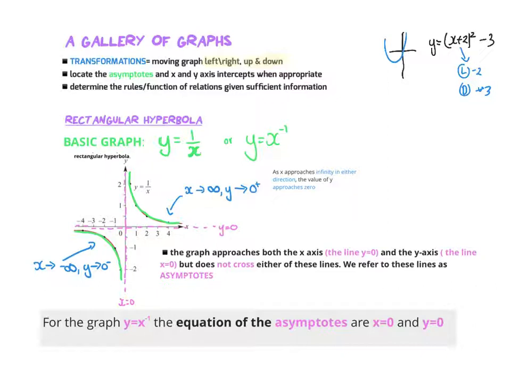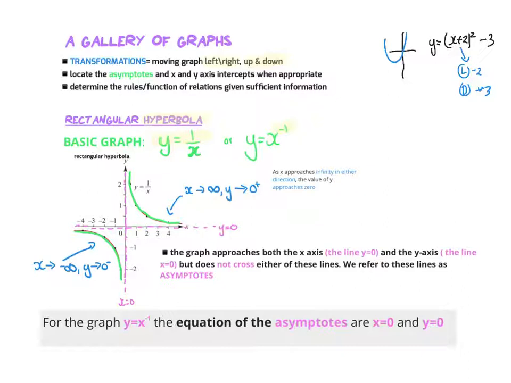So the first graph that we're looking at is the rectangular hyperbola, and that is when we have the basic formula y equals 1 over x. The 1 over x is the same as saying x to the power of -1.